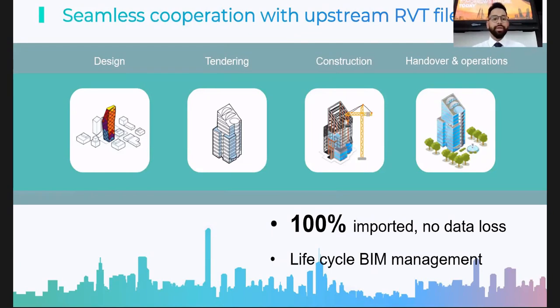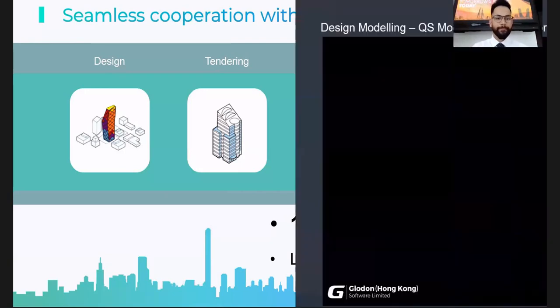So our system makes sure that in a BIM environment, the most commonly used BIM files are compatible, like a Revit model, by making sure that there is seamless cooperation with the upstream BIM model, for instance, the design team. So you can 100% import a Revit file with no data loss whatsoever, and then you can proceed with lifecycle BIM management throughout the project, as you can see, from design to tendering to construction and then handover and operation stage.